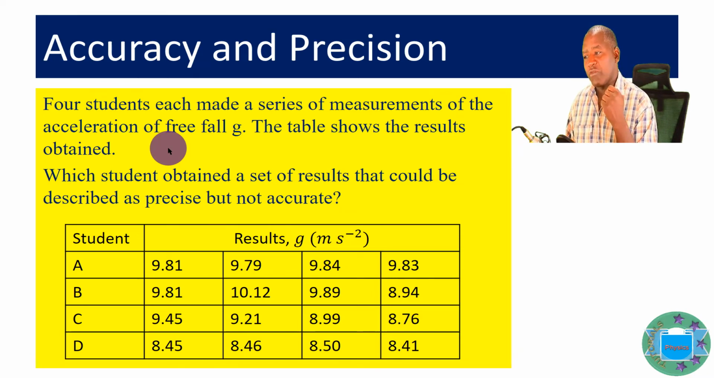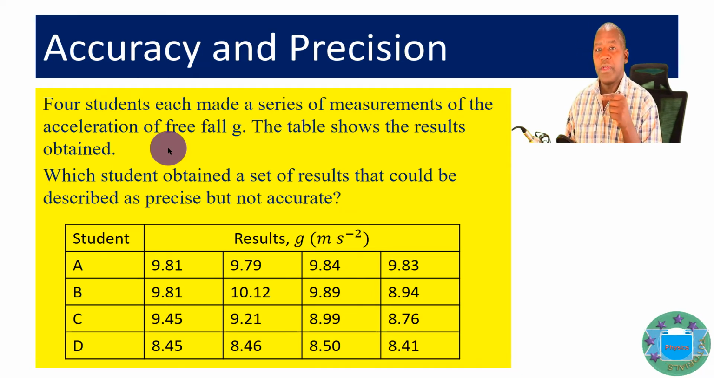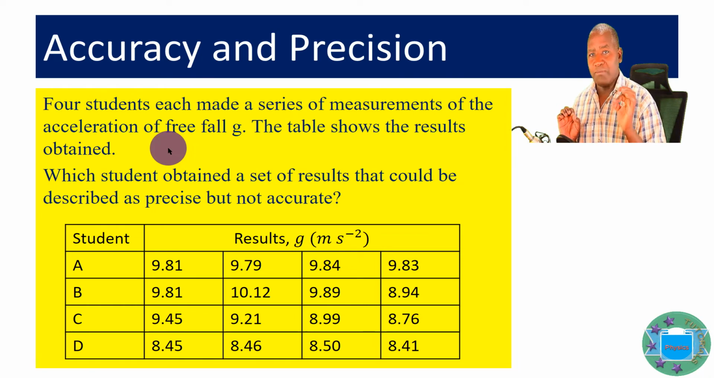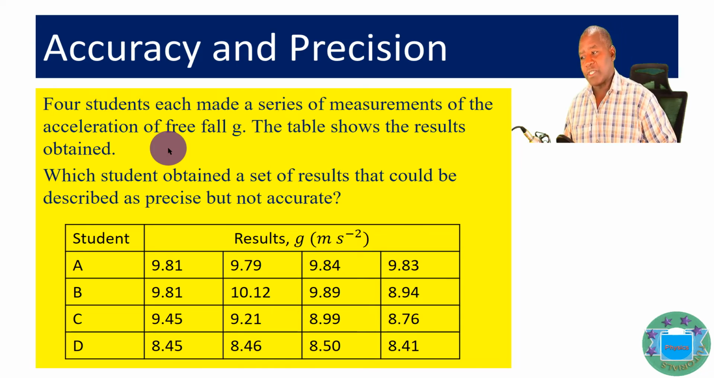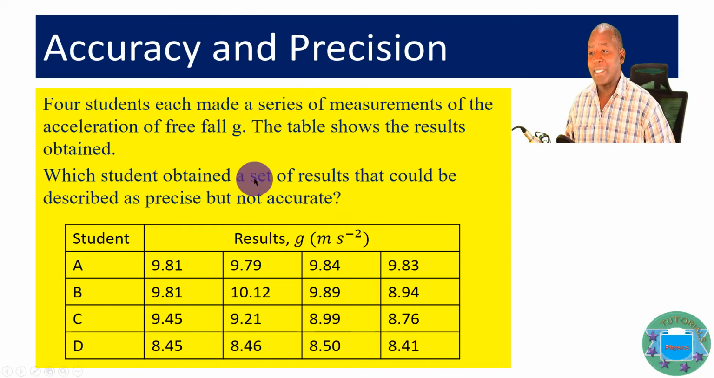We are given a series of measurements of the acceleration of free fall, g, and we know that the true value of the acceleration due to gravity or the acceleration of free fall close to the earth and along the equator is about 9.81 meters per second squared. That is the exact value. So this question assumes that you know the exact value of g on earth. The table shows the results obtained. Which student obtained a set of results that could be described as precise but not accurate?